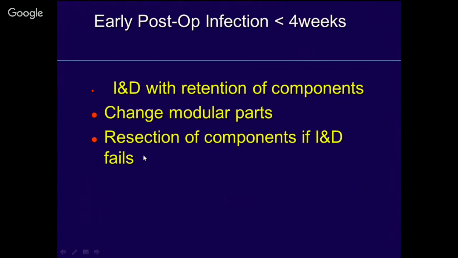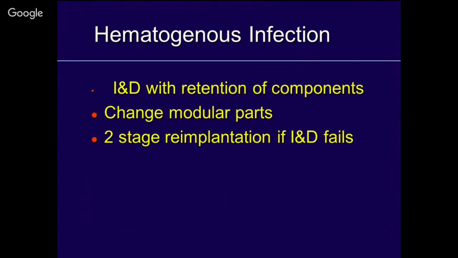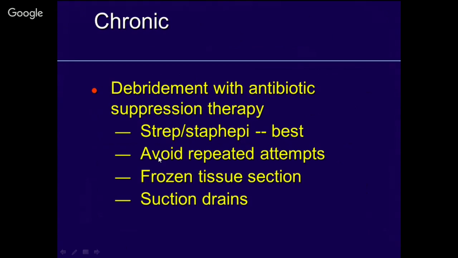We can do resection of the components if incision and drainage fail. If there is a hematogenous infection, there is incision and drainage, retention of the components, and change of the modular part, or we can go for a 2-stage reimplantation if the incision and drainage fails. Chronic infection: debridement with antibiotics, avoid repeated sampling.